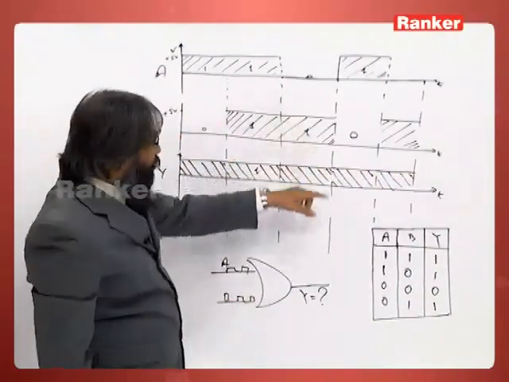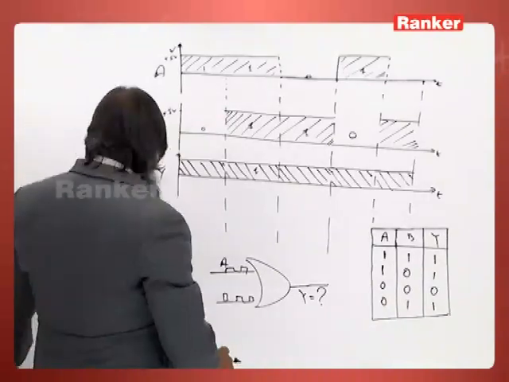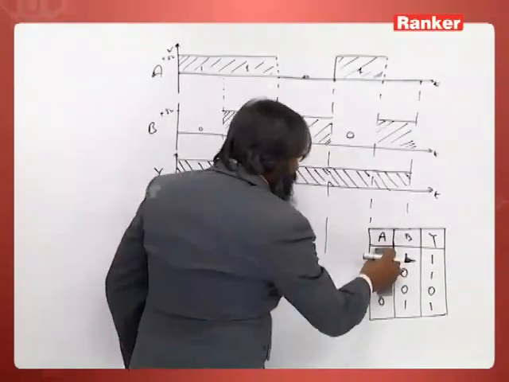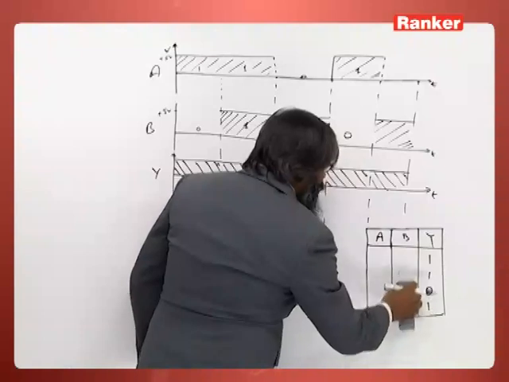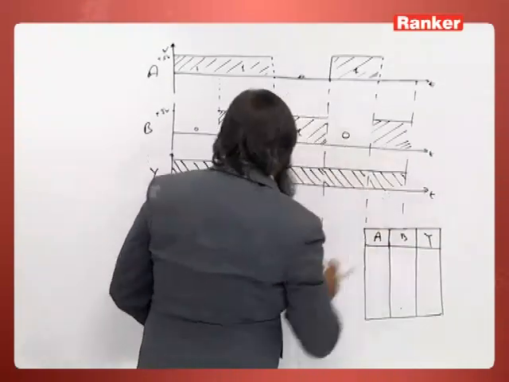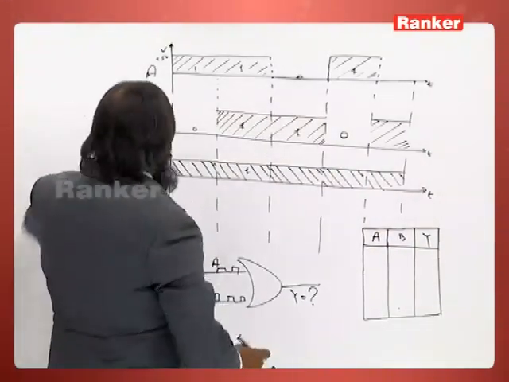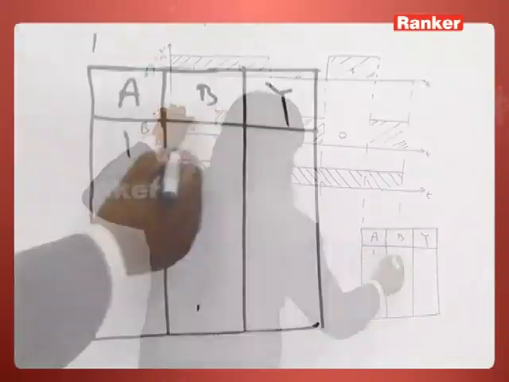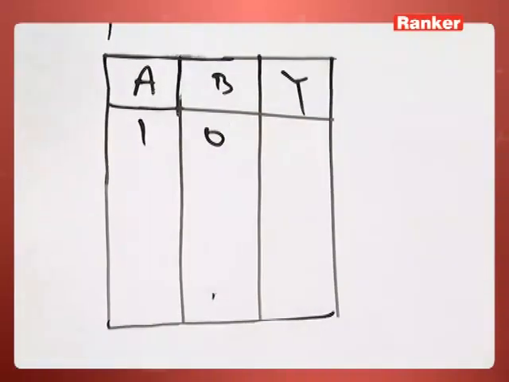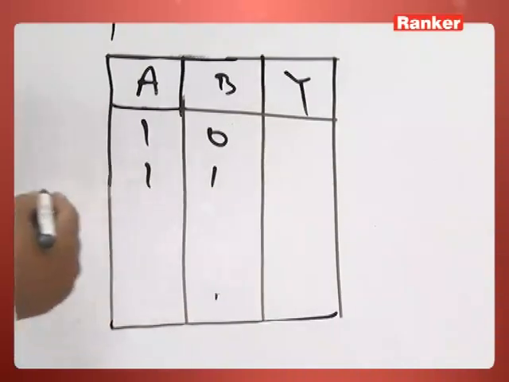If I draw the truth table of this, the truth table will be something like this. For this operation, you see, for this 1 0 is the input, here 1 1, here 1 1 is the input for this part.